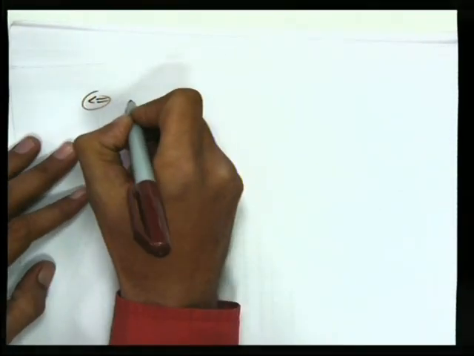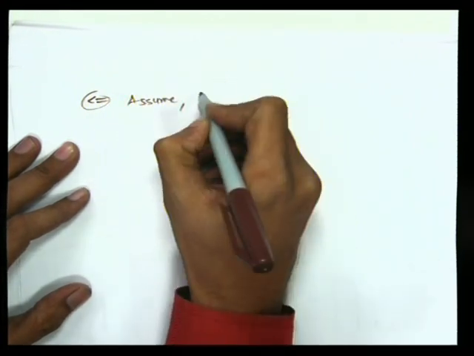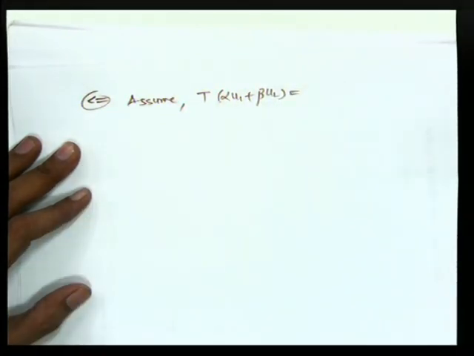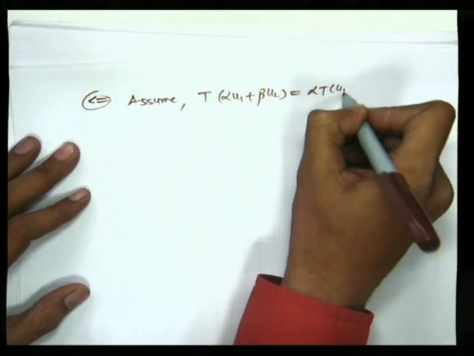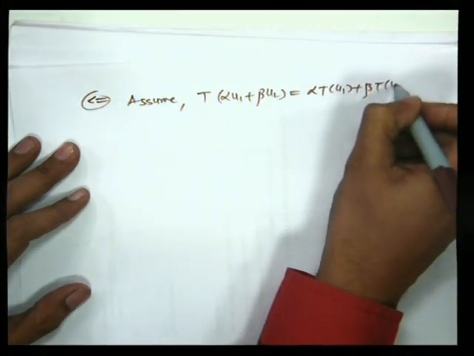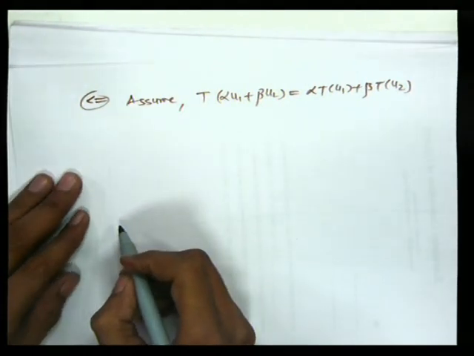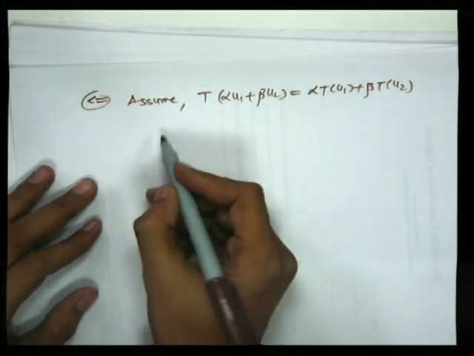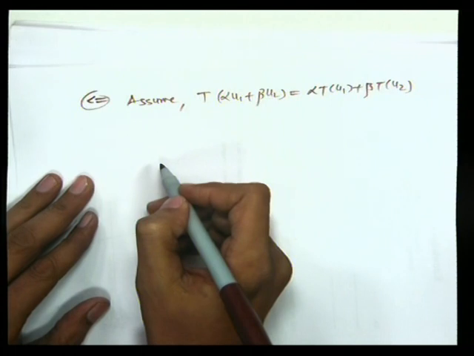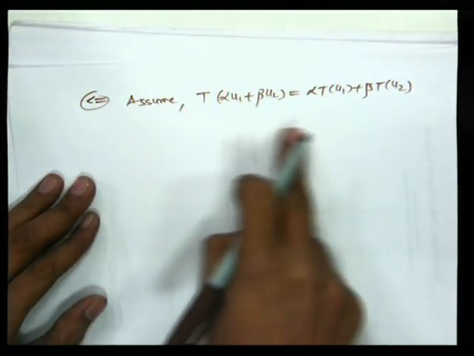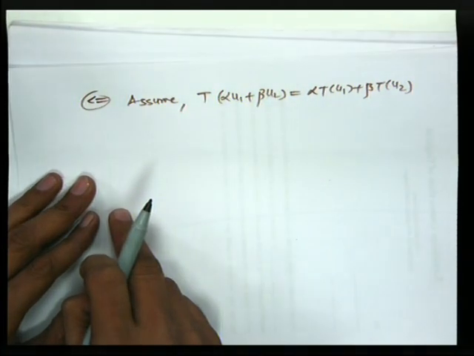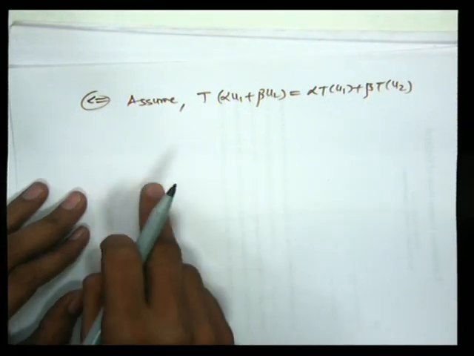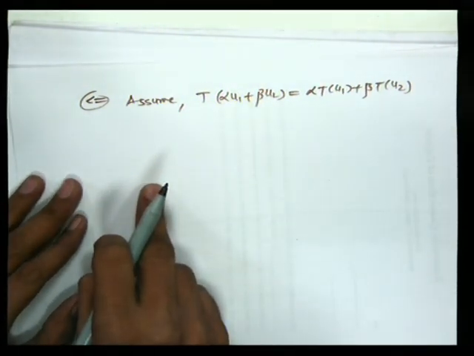Conversely, assume that T of alpha u1 plus beta u2 equals alpha times T of u1 plus beta times T of u2 for any two vectors u1, u2 of capital U and for any two scalars alpha, beta. Now we show that T is a linear transformation. Here we are taking a function T satisfying this condition, and to prove it is a linear transformation we have to show that T satisfies the two conditions of the definition of a linear transformation.